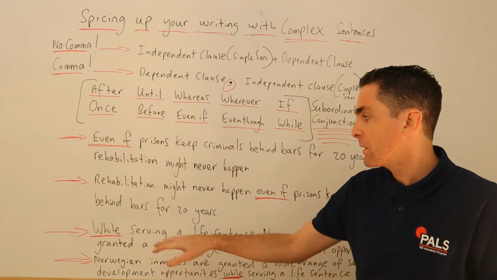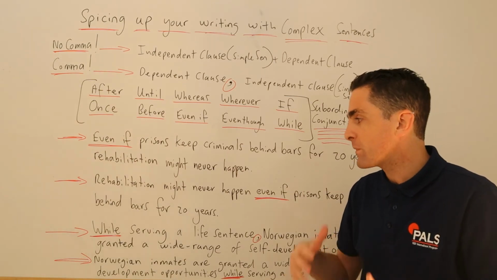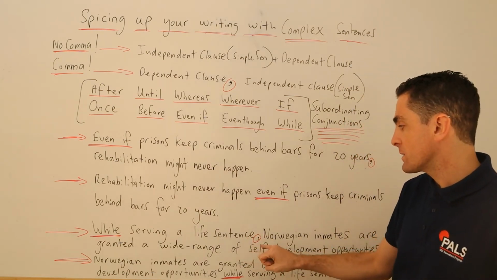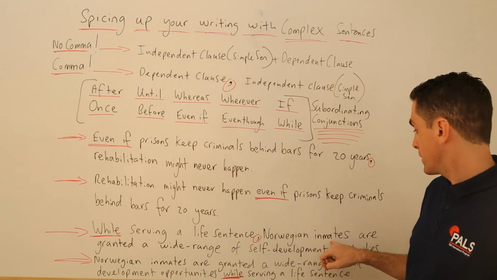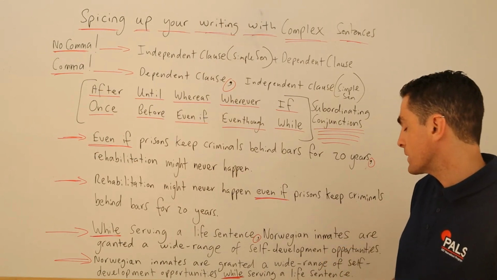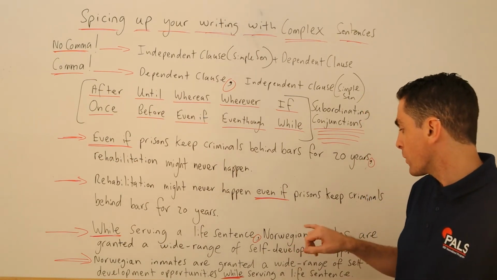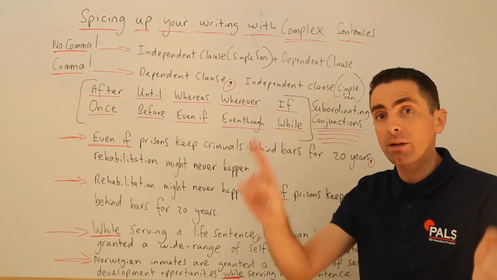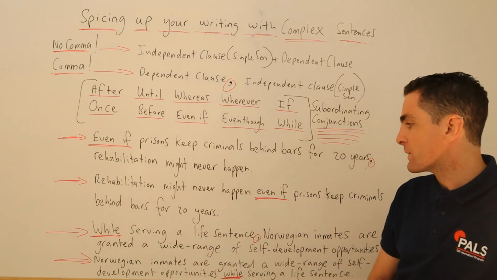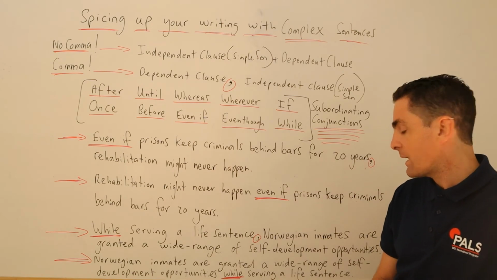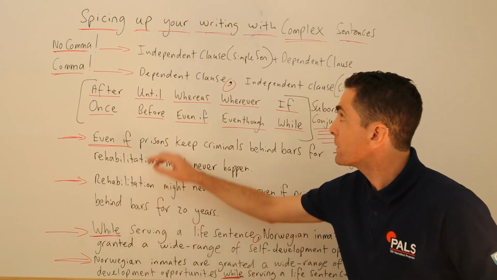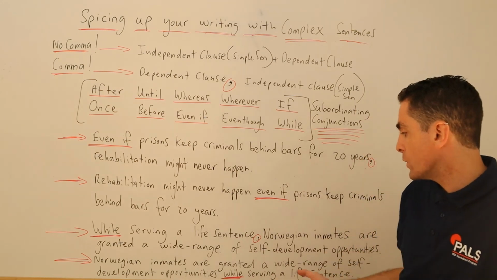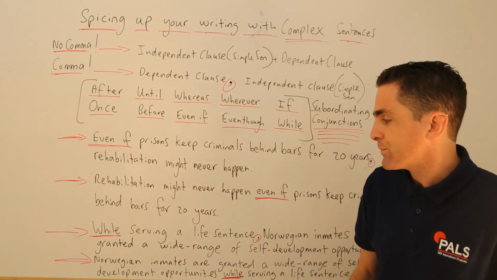Then, I'll give you another example here, just to keep things rolling, using "while" this time. While serving a life sentence, comma, Norwegian inmates, that's prisoners, are granted a wide range of self-development opportunities. Then switch it around again: Norwegian inmates are granted a wide range of self-development opportunities while serving a life sentence. In the first example, we have the dependent clause first with a comma. In the second example, we have the independent clause first and no comma, because we don't need a comma with this. So they're the examples.